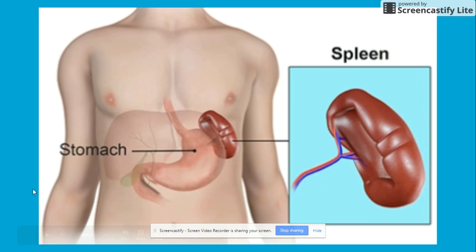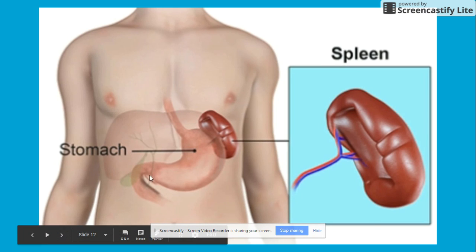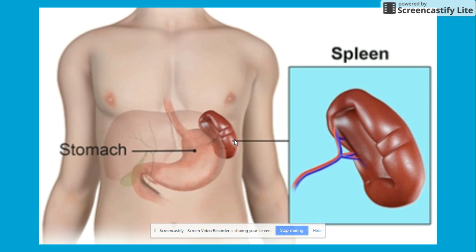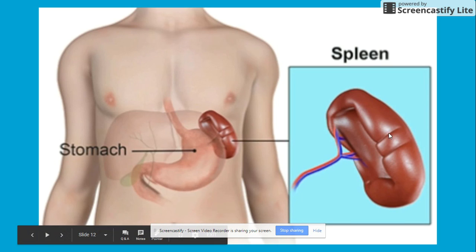So again, spleen is here, upper left-hand quadrant. So you have your stomach kind of in the middle. Spleen's kind of tucked up behind it. Kind of a bean-looking shape organ, but it's pretty much just a sack of blood. And it's got the white blood cells in there that's going to help protect us.